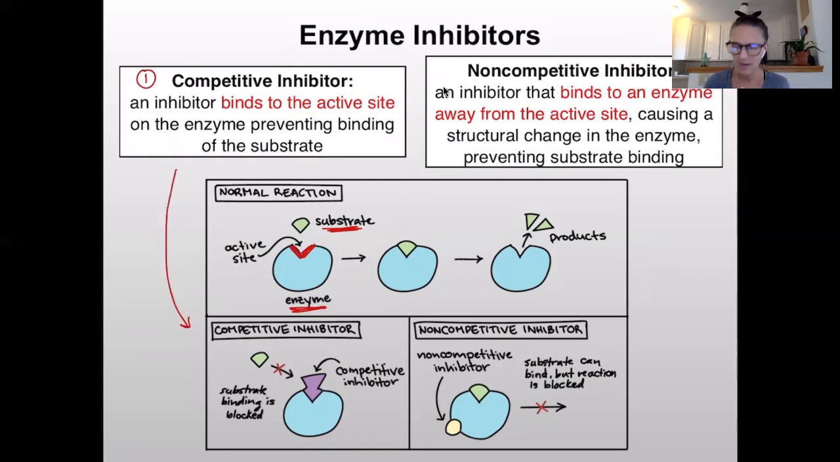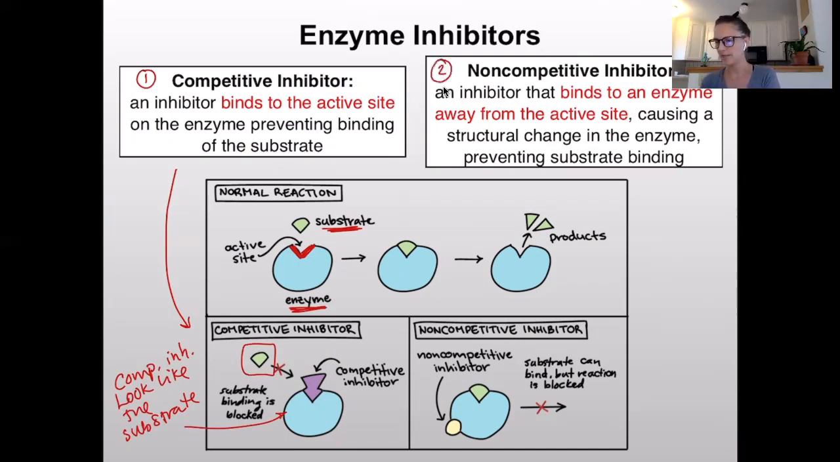Here, in the competitive inhibitor, a competitive inhibitor will compete for the active site. Therefore, it will bind, and the little green pie here cannot bind. What this means is that competitive inhibitors look like the substrate. They resemble the substrate because they are going to fit in that active site. So they have to look exactly like that.